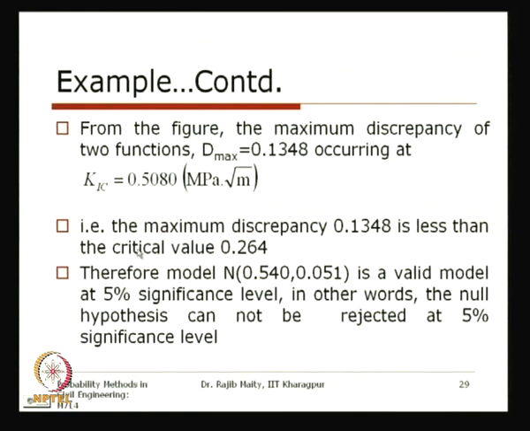That value is 0.1348. Now we can test that this maximum discrepancy 0.1348 is less than the critical value of 0.264 that we have seen from the table. So, what we can see here is that this model, a normal distribution with parameters 0.54 and 0.051, is a valid model at the 5% significance level. In other words, the null hypothesis cannot be rejected at the 5% significance level.